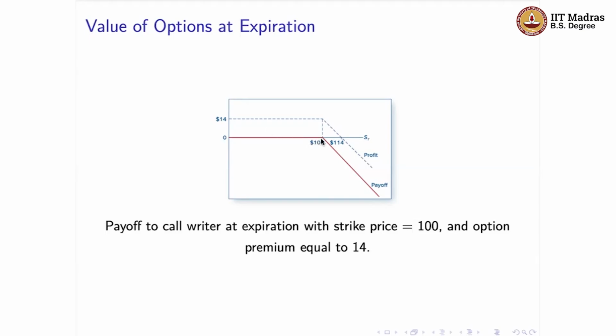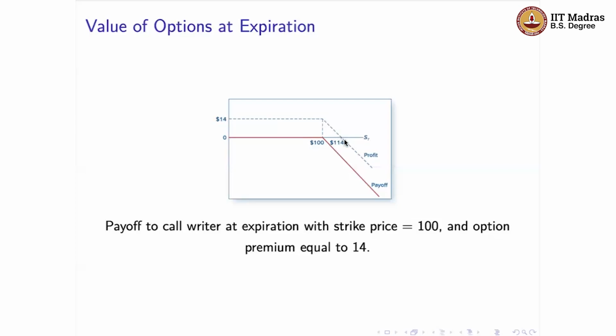Now, once the price of the stock exceeds the exercise price, the payoff starts becoming negative, right? However, there's still a region where the profit is positive. So, for example, if the share price is 110 and the option is exercised, then the payoff is minus 10, but the profit is plus 4, right? Because it's minus 10 plus 14, and so therefore plus 4, right?